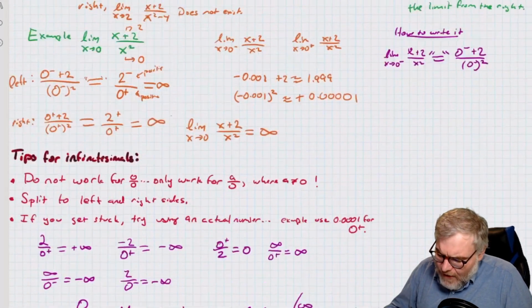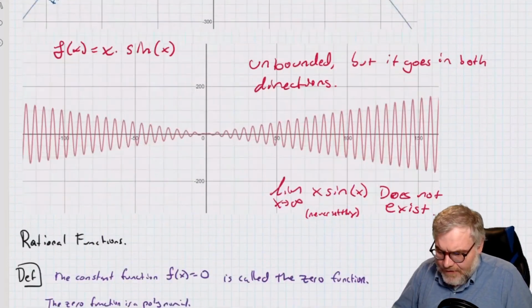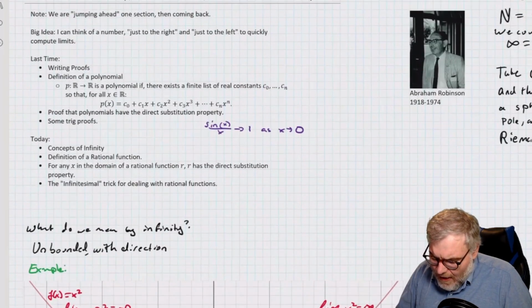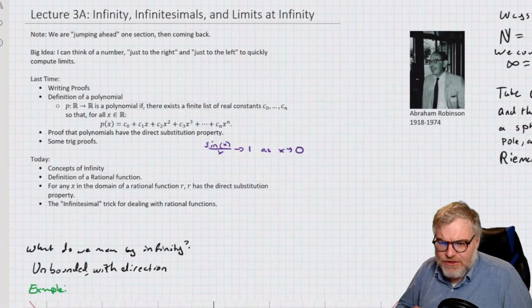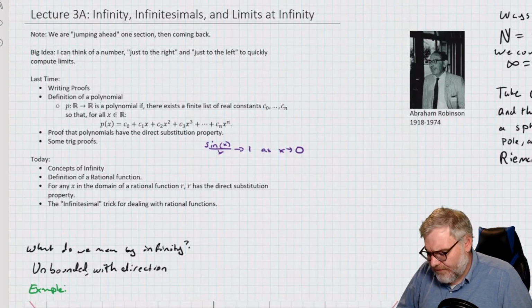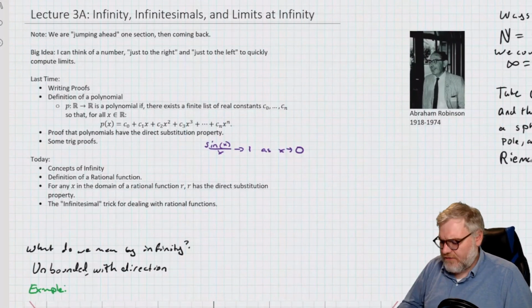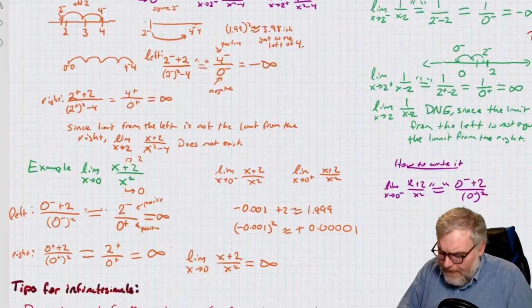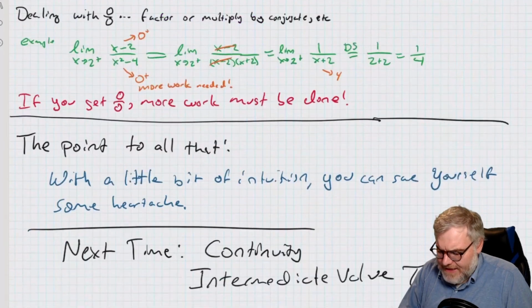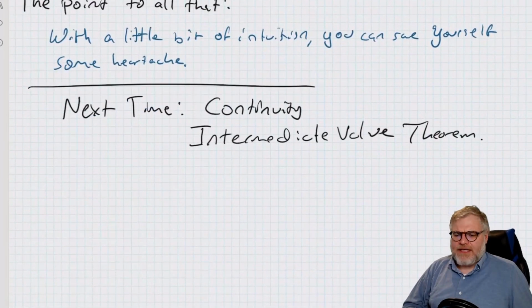Okay. So what we've gone over today, shorter one for today, is what infinity is and how to deal with rational functions, and these infinitesimal tricks for dealing with rational functions. Next time, we're going to jump back into theory big time, and we're going to do continuity and the intermediate value theorem.